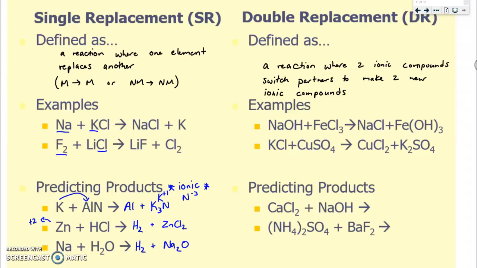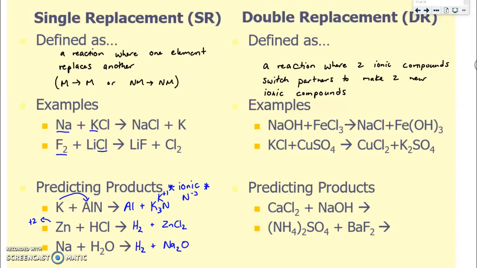We are picking up this video where we left off last time with reactions. We concluded our discussion of single replacement and will now discuss double replacement as well as some others. Double replacement is defined as a reaction where two ionic compounds switch partners to make two new ionic compounds.